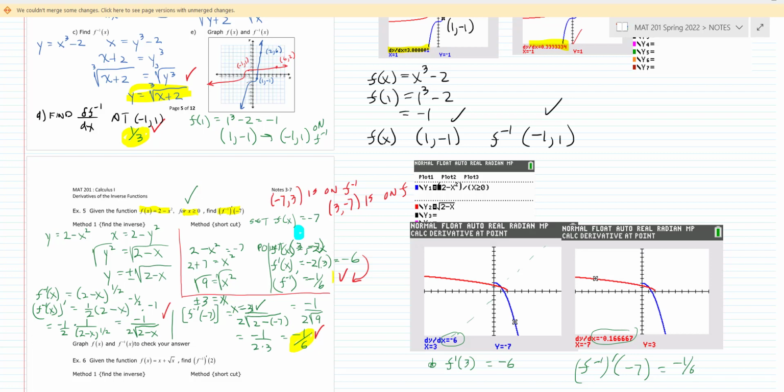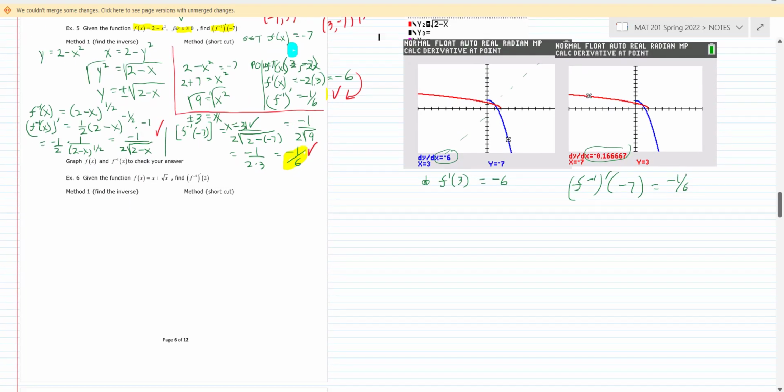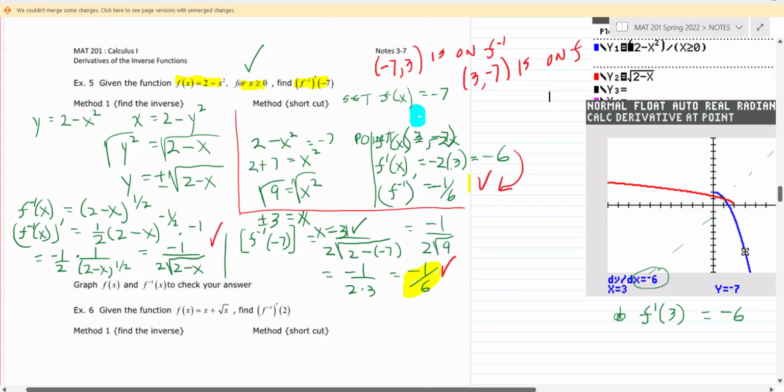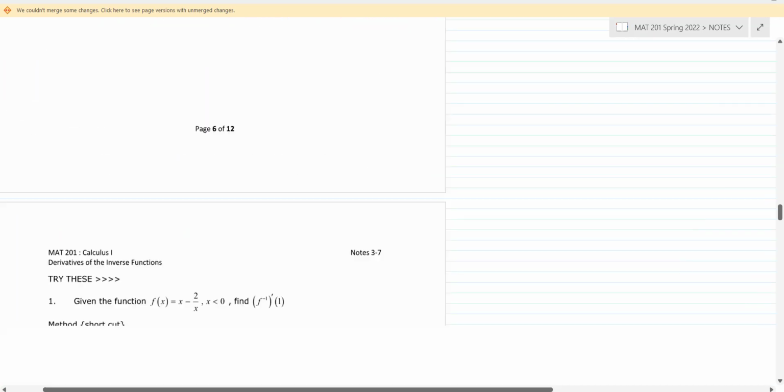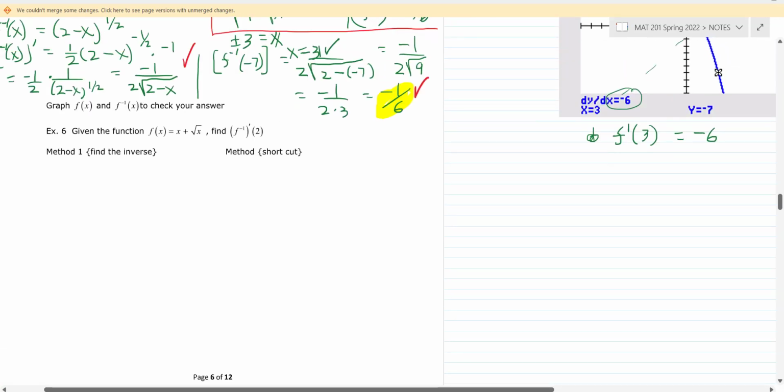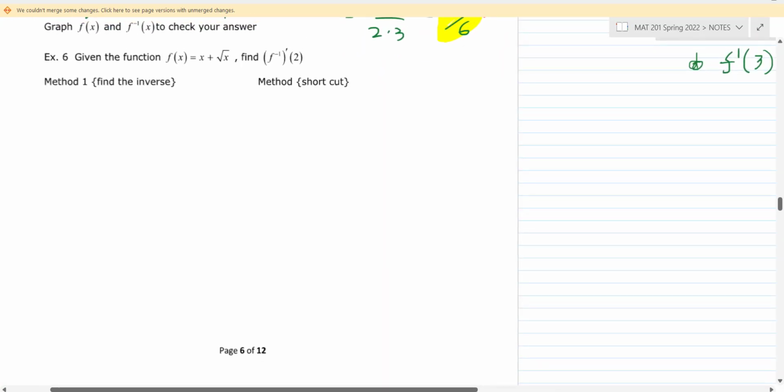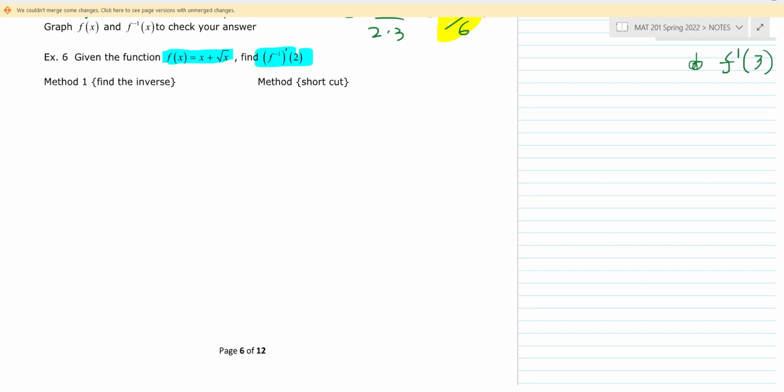Okay, so now I'm going to go to another example. Just a little bit different example, kind of doing the same idea. So this time we're given this function: f of x is x plus radical x, and we're going to find the derivative of the inverse at 2. Here's kind of what you get into in a problem like this.